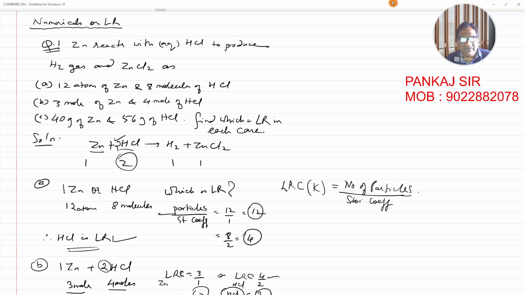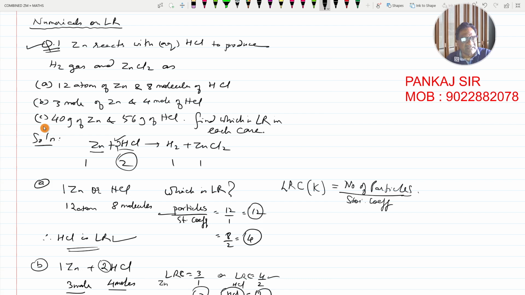So here we go, and this is that question. Question number one, this one. It says that zinc reacts with aqueous hydrochloric acid to produce hydrogen gas and zinc chloride.